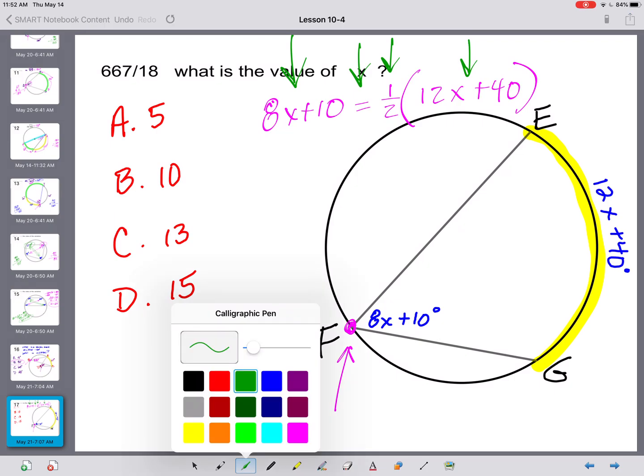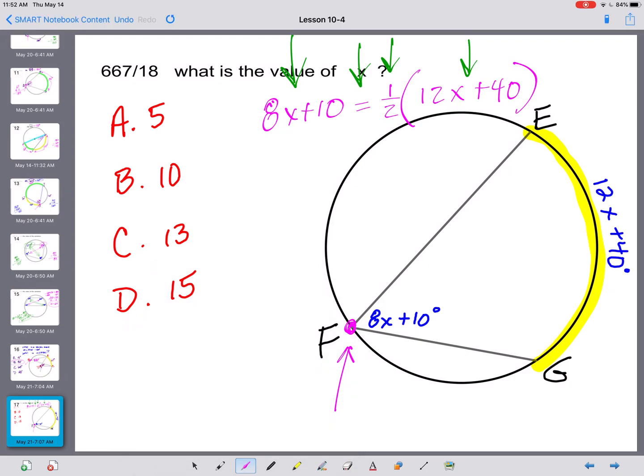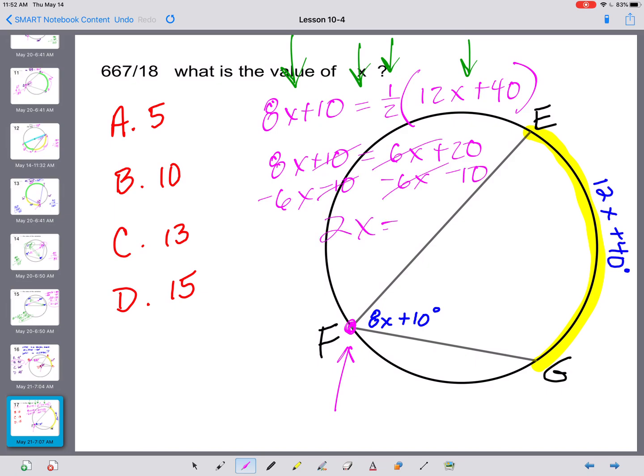How do we solve this thing for x? Let's distribute. Here we go. 8x plus 10 equals 6x plus 20. Minus the 6x, minus the 6x. Let's get rid of the 10. Minus 10, minus 10. Those cancel. I got 2x equals 10. Yep. Divide by 2, divide by 2. X equals 5. There it is.